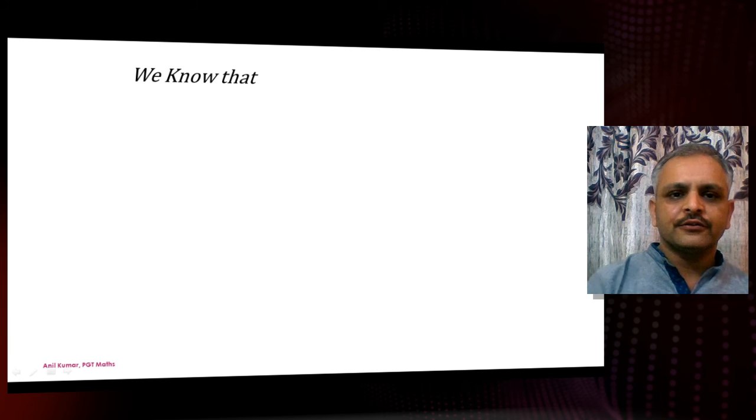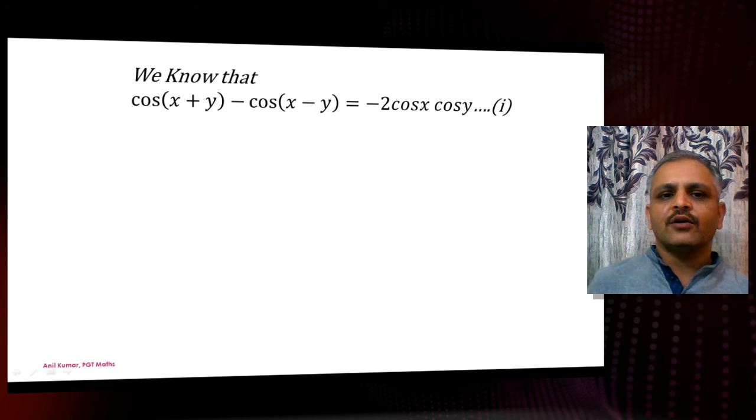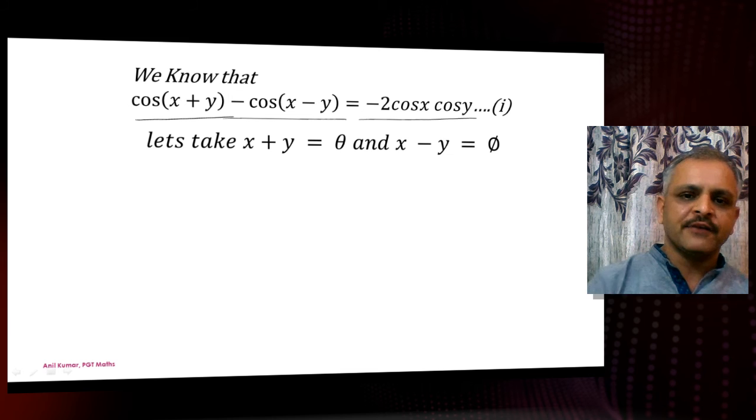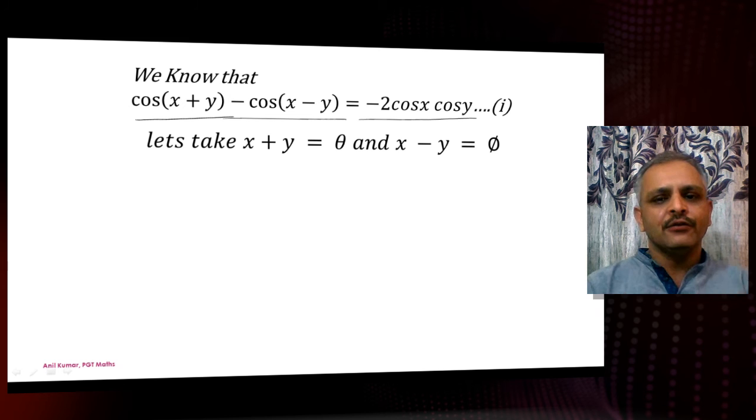And again the fourth defactorization formula was cos(x+y) - cos(x-y) equal to minus 2 sin x sin y. So let's put x+y equal to theta and x-y equal to phi.